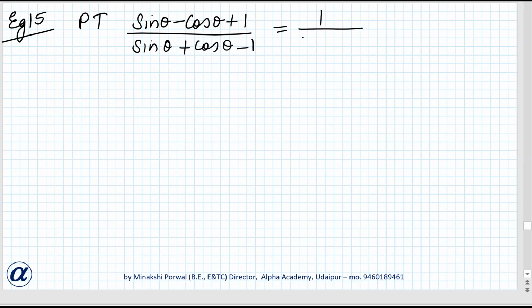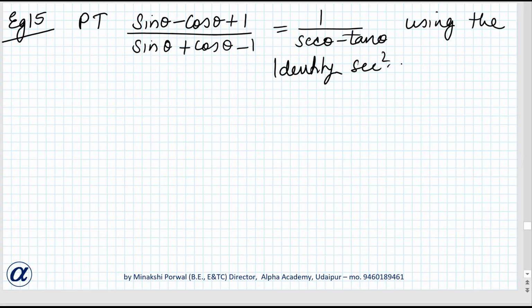The question is, prove that (sin theta minus cos theta plus 1) upon (sin theta plus cos theta minus 1) equals 1 upon (sec theta minus tan theta), using the identity sec square theta equals 1 plus tan square theta. One question of similar type we have done yesterday.